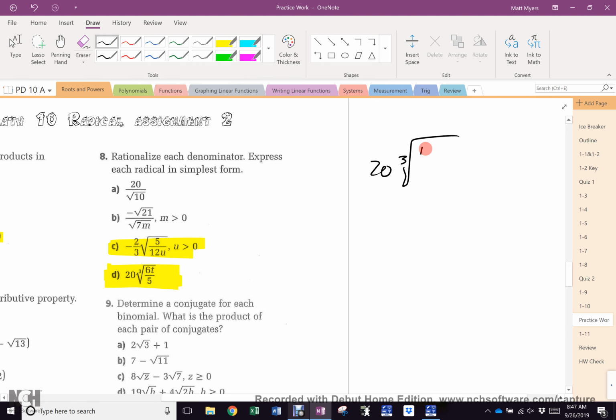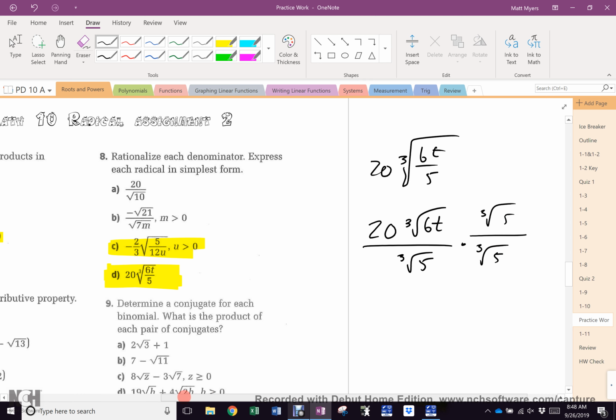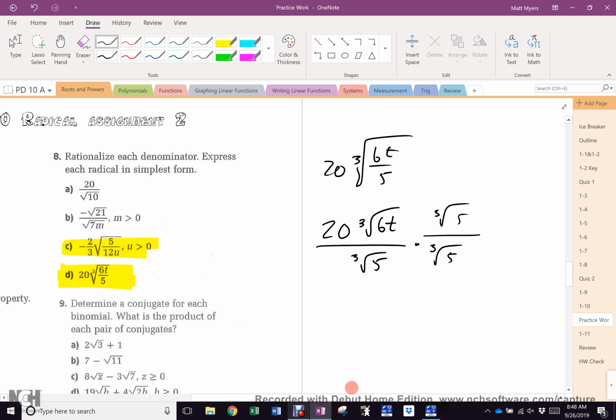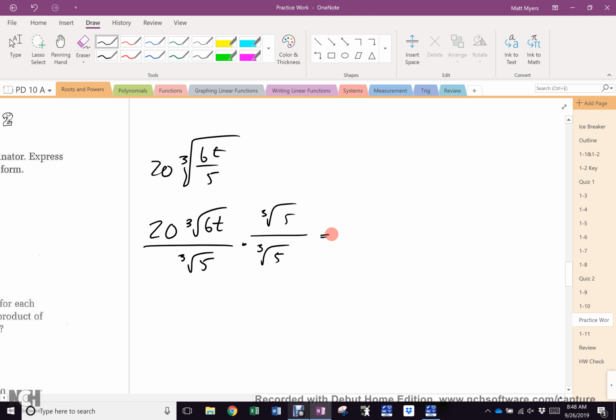20 cube root 6t over 5. What does that cube root over everything mean? Everything is cube rooted. So I've got 20 cube root 6t over cube root 5. What do we not like there? I don't like the radical in the bottom. So again, if you've been paying attention to just steps, you're going to multiply that, aren't you? And you're going to tell me that cube root 5 times cube root 5 is 5, right? I bet a bunch of you did. Is it? No, because cube root 5 times cube root 5 is cube root 5 squared. There is no group of 3 there. So this needs to be squared.